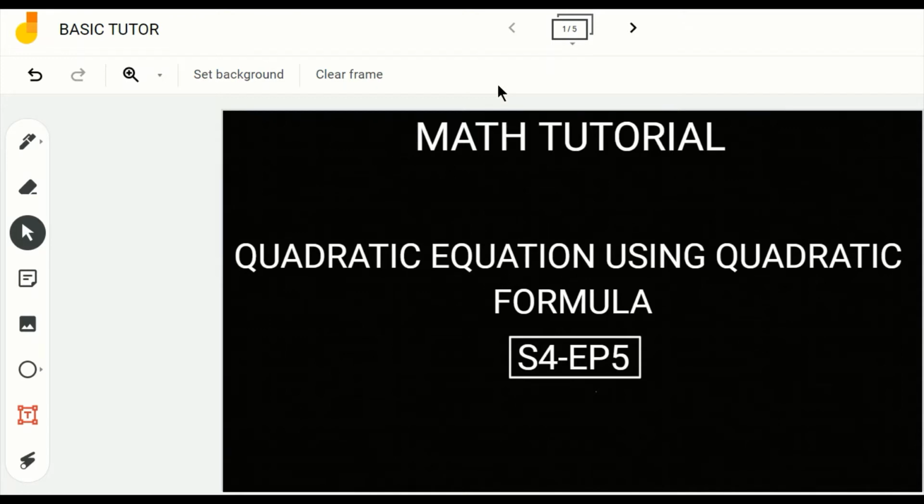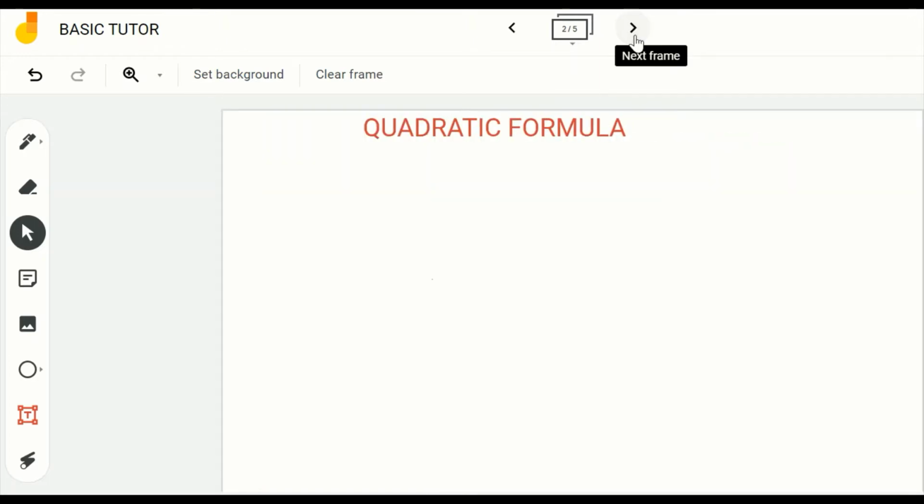Today we shall be looking at quadratic equations using the quadratic formula. What is the quadratic formula? The quadratic formula is a formula that provides the solution to a quadratic equation.